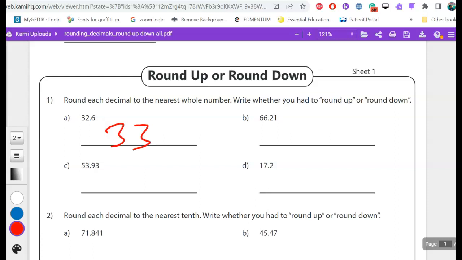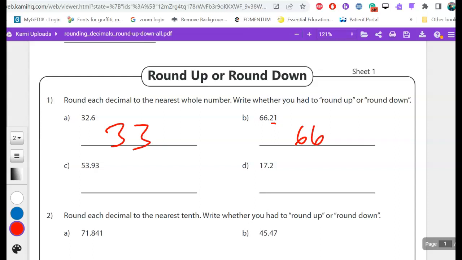Let's go over to letter B. This time I have 66.21. See that? 2 is lower than 5. What do we do? Well, we drop it off. That's like the rounding down thing. So 66.21 will just round down to 66. Or I like to call it rounding off, right?